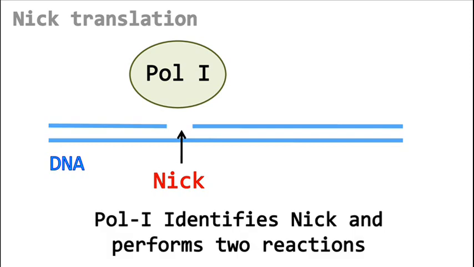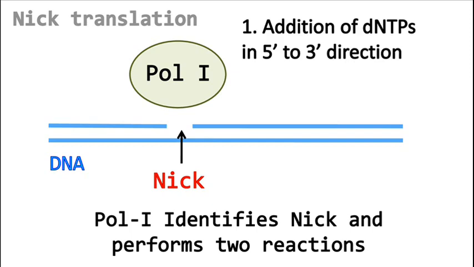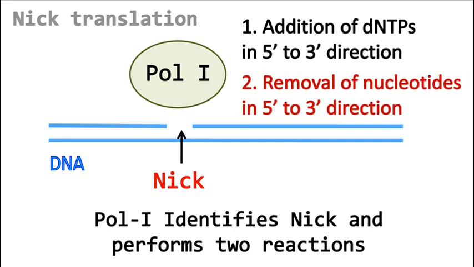The DNA polymerase 1 carries out two simultaneous reactions. Number 1, addition of nucleotides in 5' to 3' direction. And number 2, removal of old nucleotides in 5' to 3' direction. Both these activities occur simultaneously.